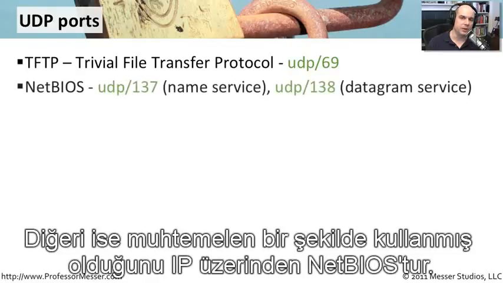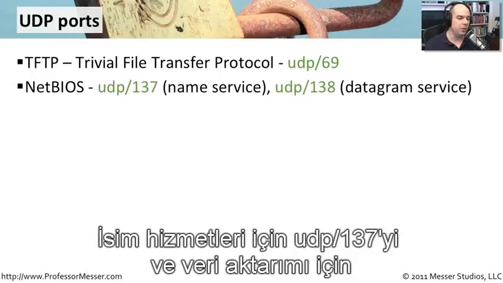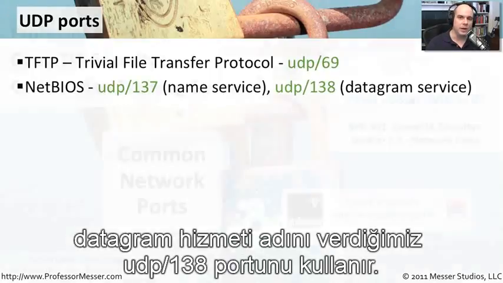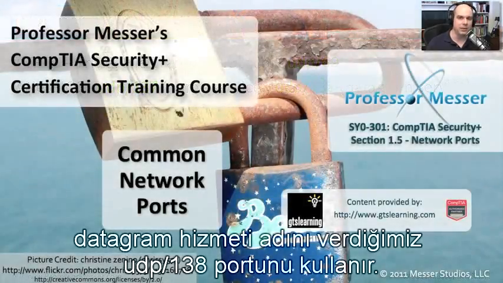And the last one, and you'll certainly run into this one quite a bit, is NetBIOS going over IP, using UDP port 137 to do name services and UDP port 138 to actually transfer data. We call that a datagram service.